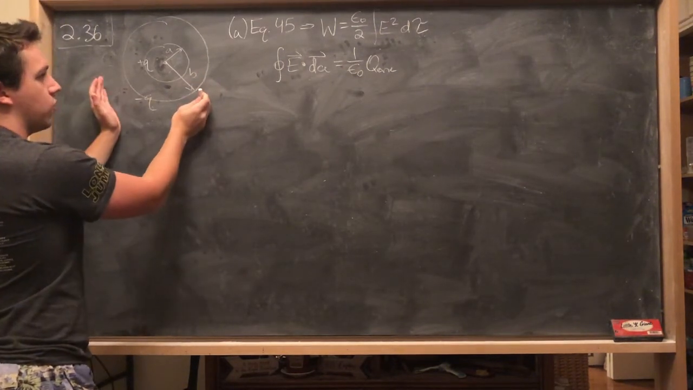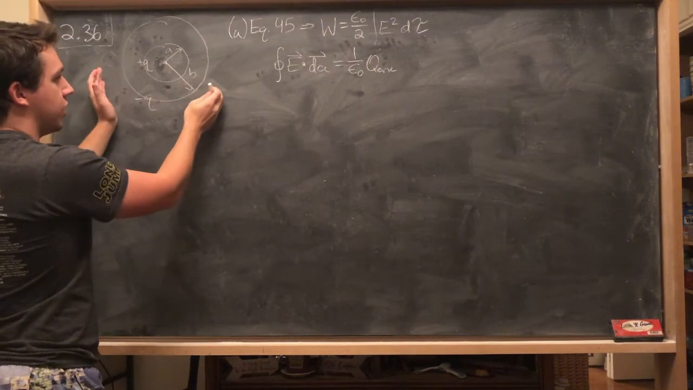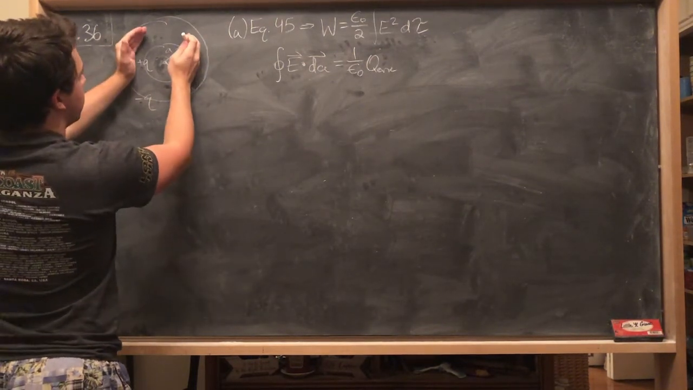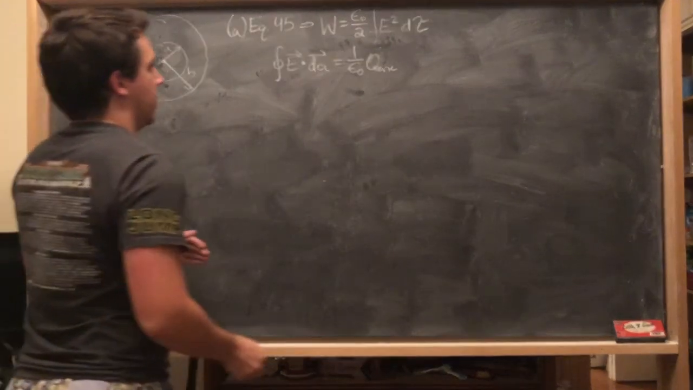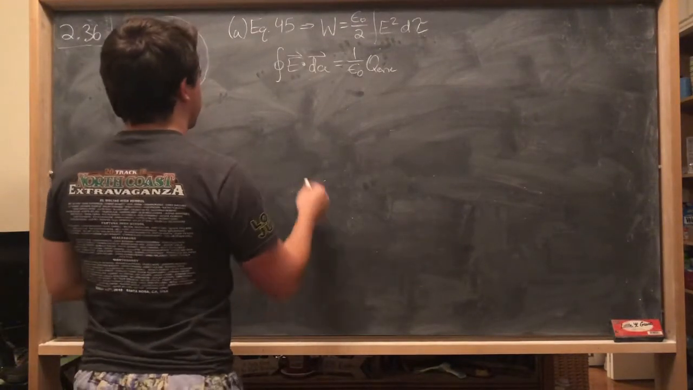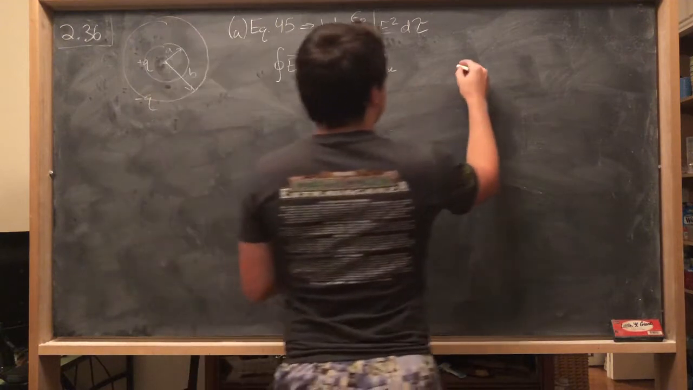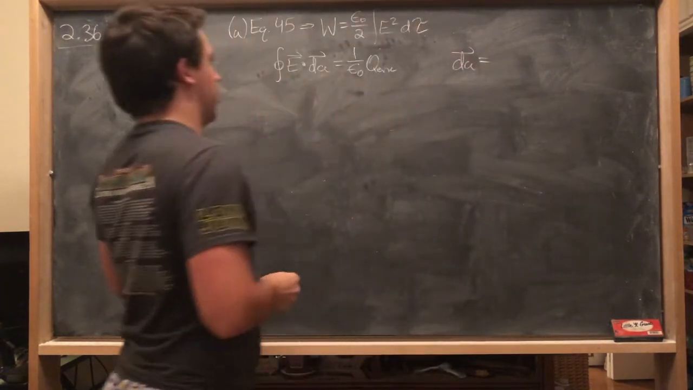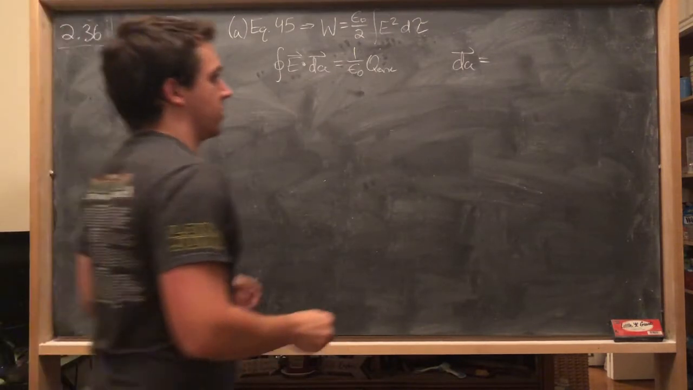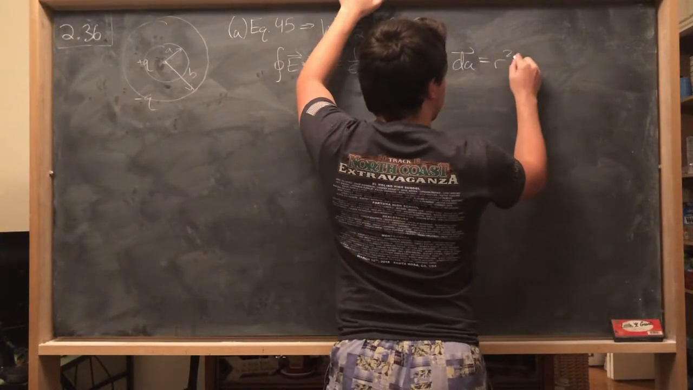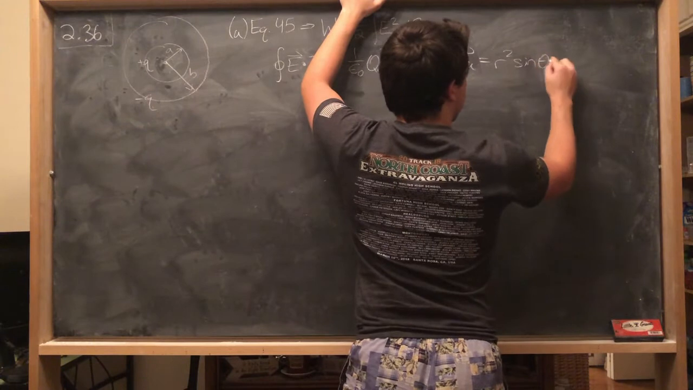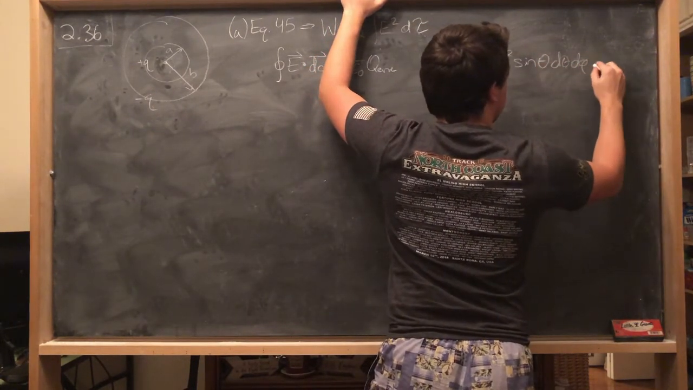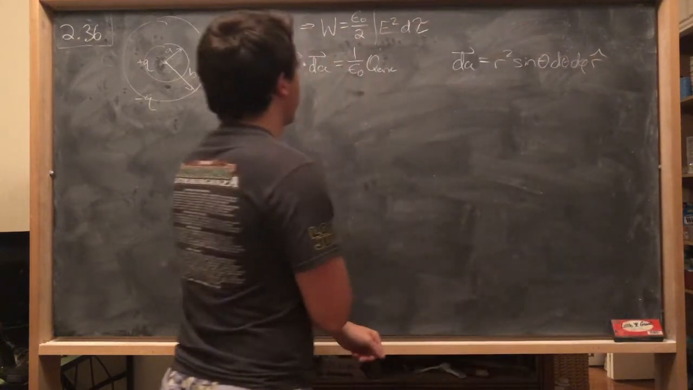So the only time we're going to have an enclosed charge is when we draw our Gaussian surface in between the two shells. And so that's what we'll say. Our dA in spherical coordinates, for the surface of a sphere, is r squared sine theta d theta d phi r hat.